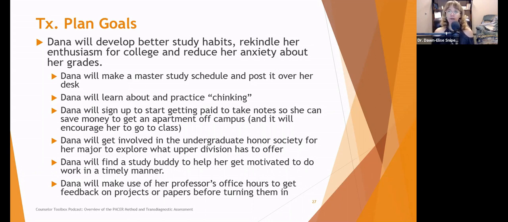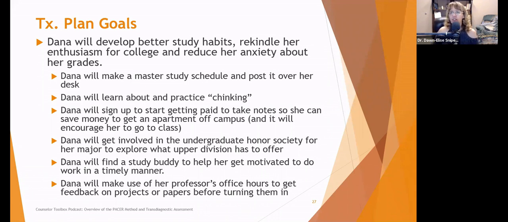She will learn about and practice, that's supposed to say chunking, which is breaking assignments down. When you have a 4-page paper due, break it down so you write the thesis statement and then give yourself a break, and then do the outline and then give yourself a break, and then write the rough draft and give yourself a break. You see where we're going with this? Instead of sitting down and going, okay, I've got to write this paper, and expecting to write it from beginning to end in one really long sitting.